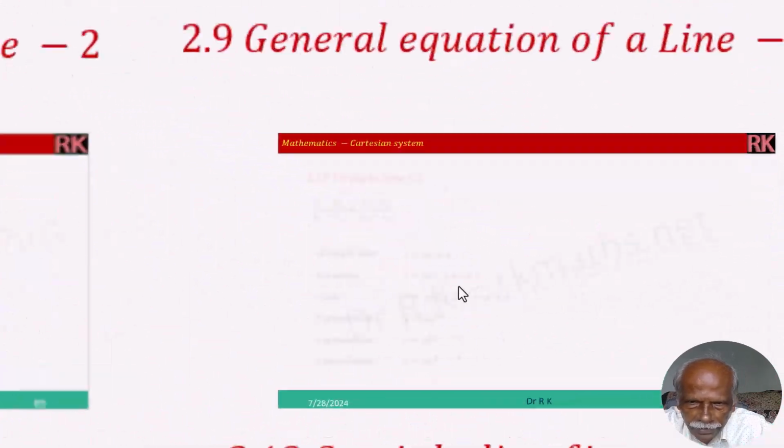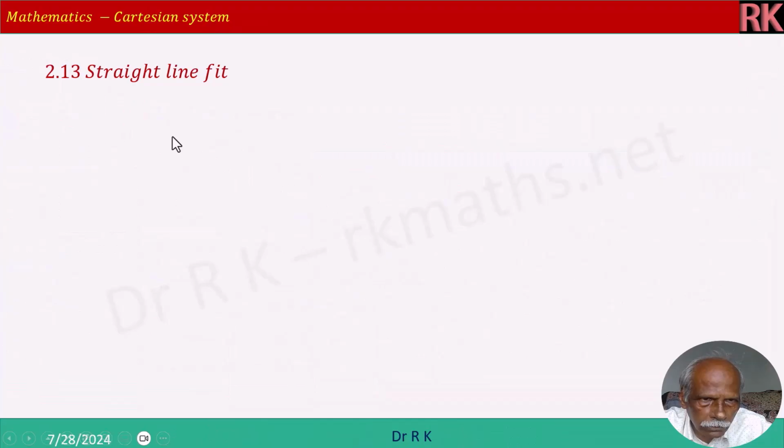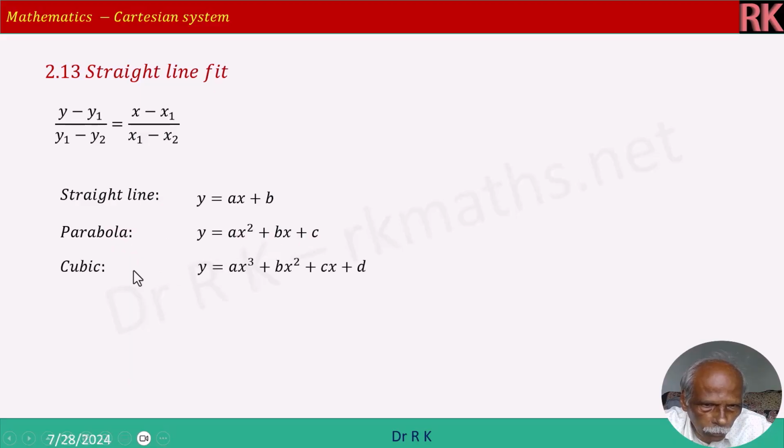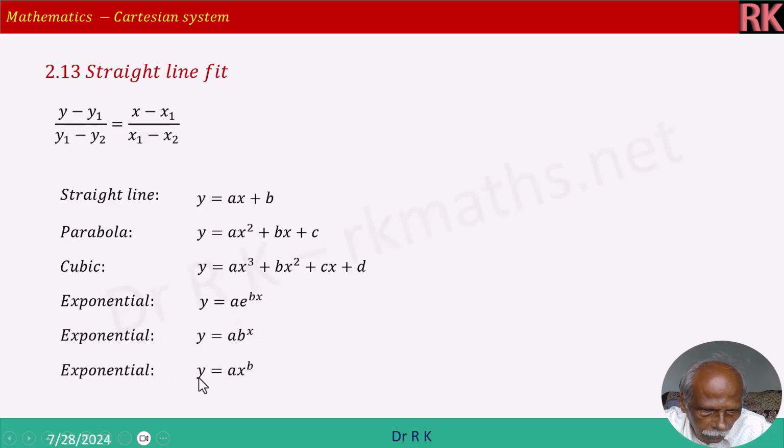On straight line fit, I will show you the equations. Given the 2 points, you can find these. Straight line: y is equal to ax plus b. Parabola: y is equal to ax square plus bx plus c. Cubic: y is equal to ax cube plus bx square plus cx plus d. All are using lines only, curved lines. Exponential: y is equal to a into e power bx. Exponential: y is equal to a b power x. Exponential: y is equal to a into x power b. These are all the equations given here.